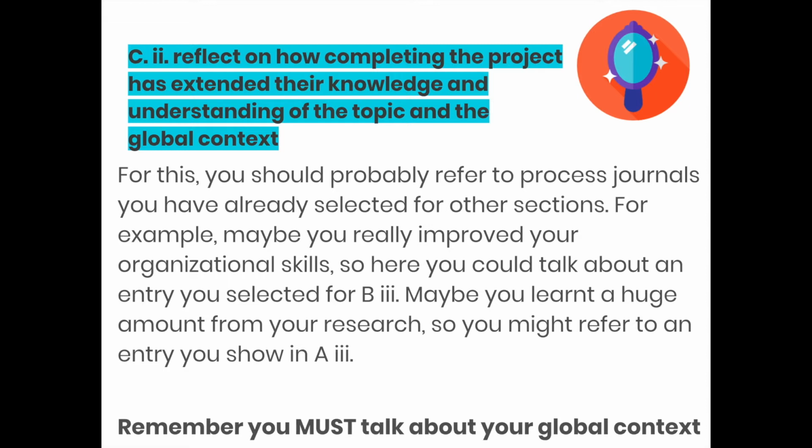And this is one of those longer goals, so if you look at it, it really does break it down. You're talking about your knowledge and understanding of the topic and your global context. So make sure you talk about both of those. Again, this is why global context needs to be part of your goal and not just an add-on. Here you can talk about your exploration, and again, tell us, now that you understand your global context more, why is your global context important?